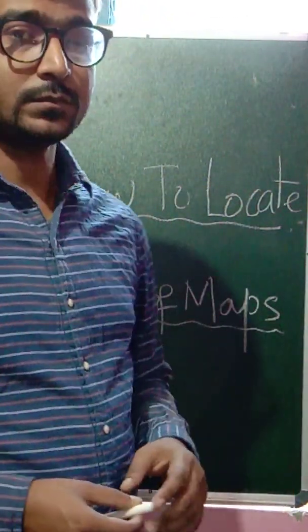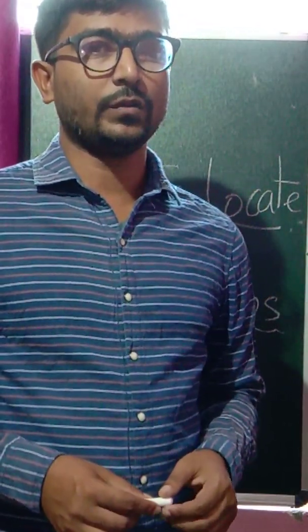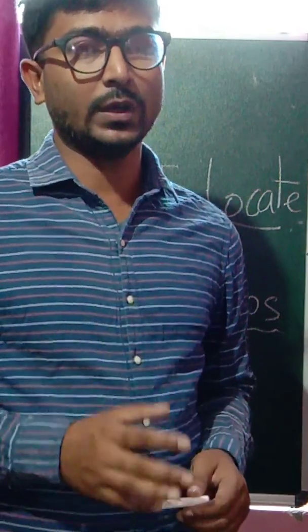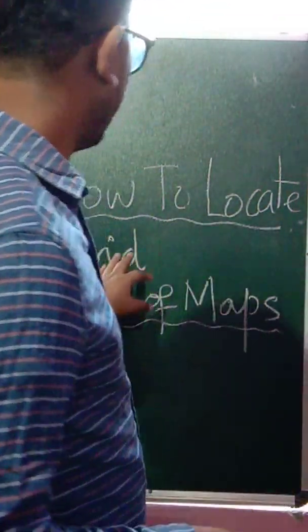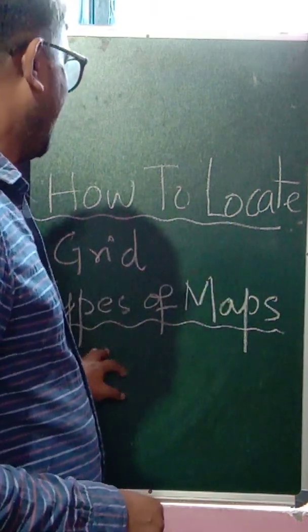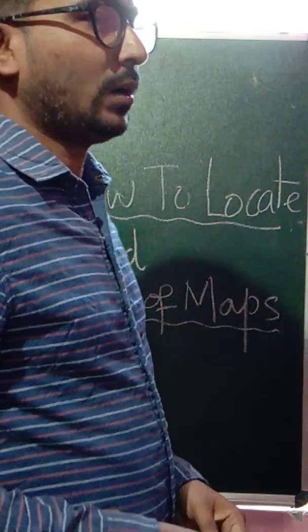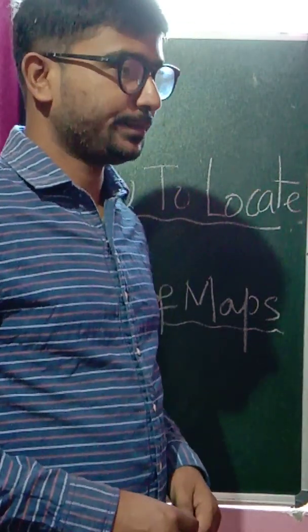In our previous class we studied how latitude and longitude formed their own importance, how they are calculated, and how they are measured. In today's class, we are going to learn how to locate a grid and the different types of maps that we follow in locating different places.